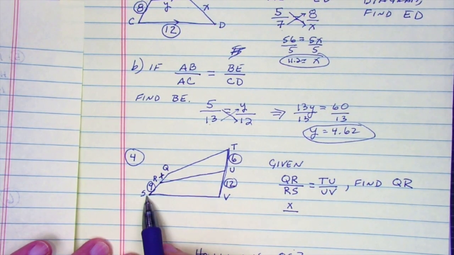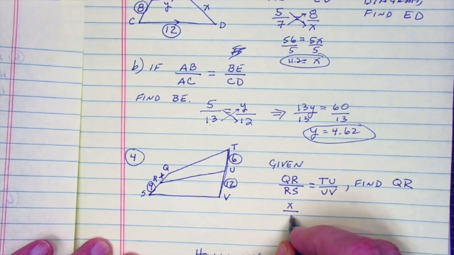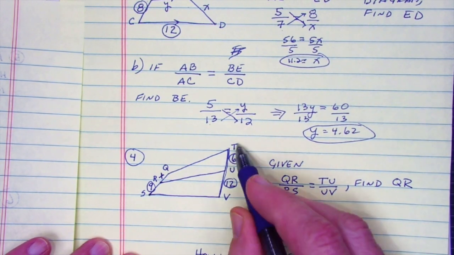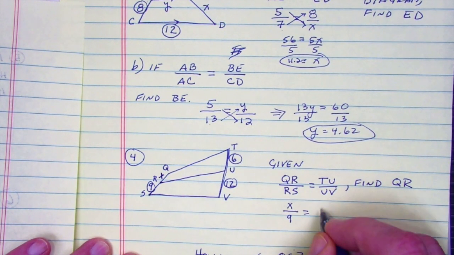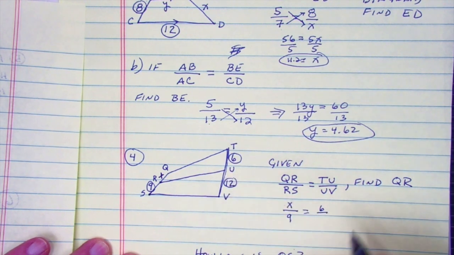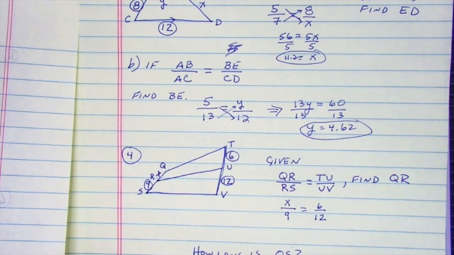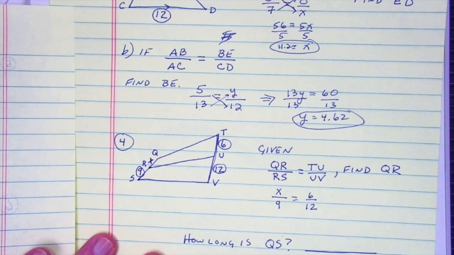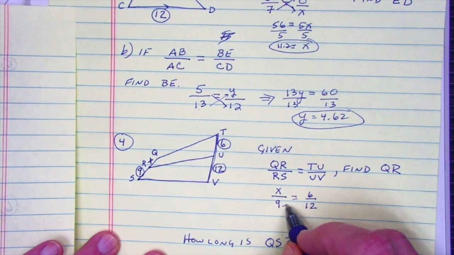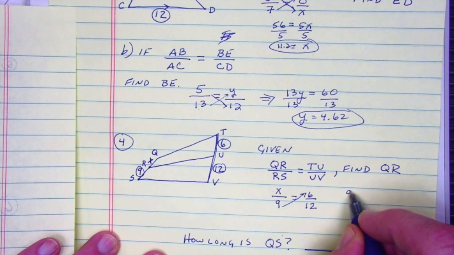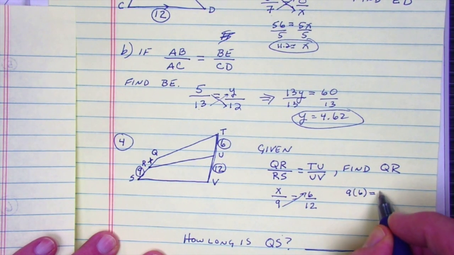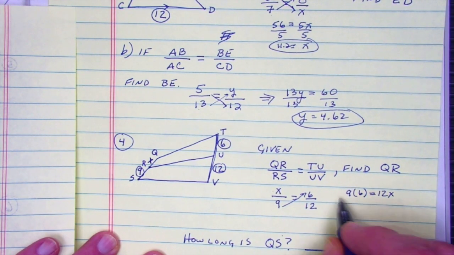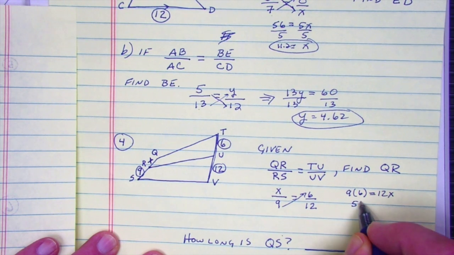RS is 9 if I look at my diagram. TU, if I look there, that length is 6. And U to V is 12. Okay, so I substituted everything in. Okay, now at this point, I think we got it. We're going to cross multiply. So now I'm going to do 9 times 6 is equal to 12 times X. 9 times 6 is 54.